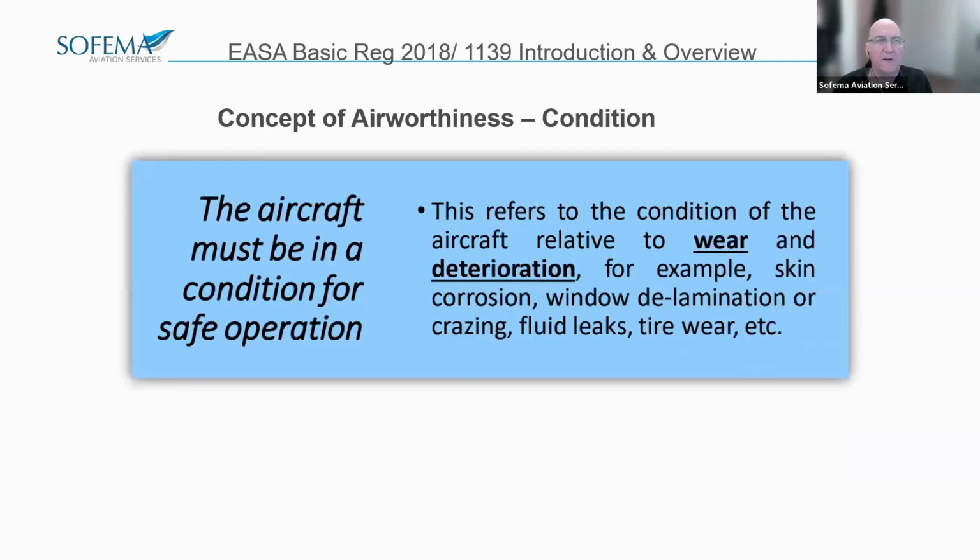The second thing is the aircraft being in the condition for safe operation, and that refers to the fact that the aircraft should not have degraded beyond the point at which it's airworthy, for example, due to skin corrosion, any kind of structural cracking, window delamination, or leaks, tyre wear. This is really the function of aircraft maintenance. So those two things together, conformity with the original design, all the parts and configurations of the aircraft are in line and agree with the original drawings and designs, and the condition is maintained. So those two things give us an airworthy aircraft.